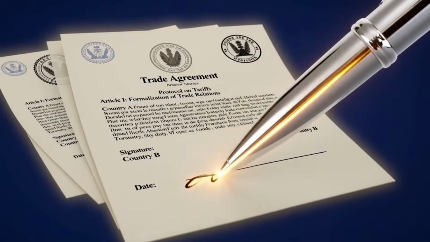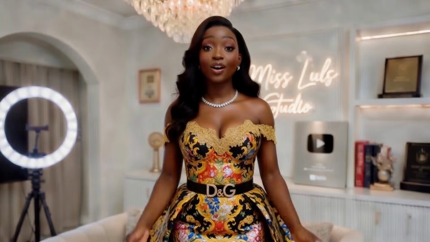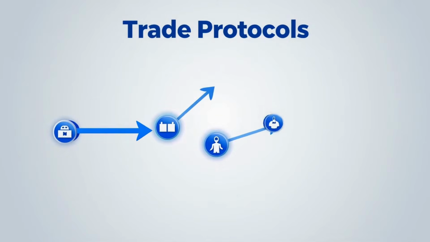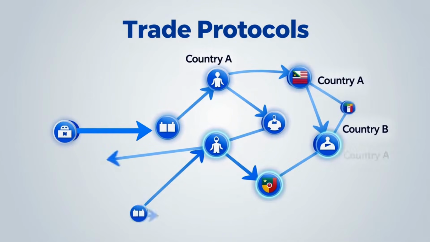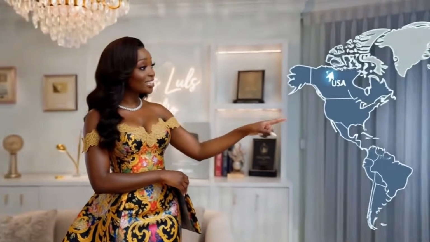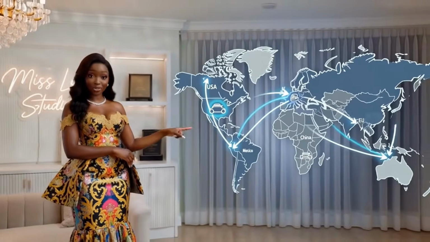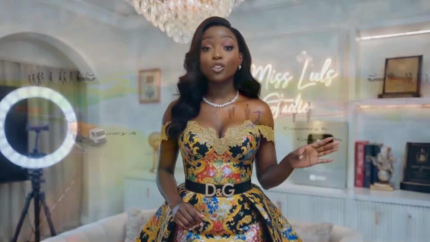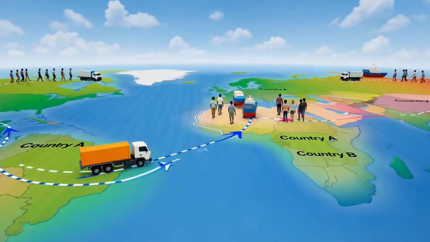Let's now explore trade protocols and how countries formalize trade relationships through structured agreements. Trade protocols are agreements that set rules governing trade between countries, ensuring cooperation and alignment of economic goals. A free trade area removes tariffs and quotas between member countries, allowing goods and services to move freely across borders. FTAs may include free movement of people and are formed when countries have complementary economic structures.